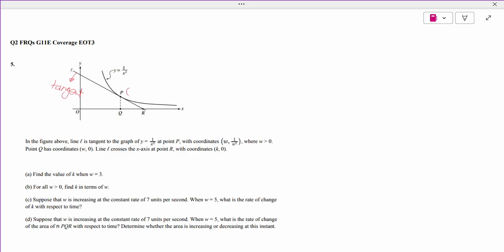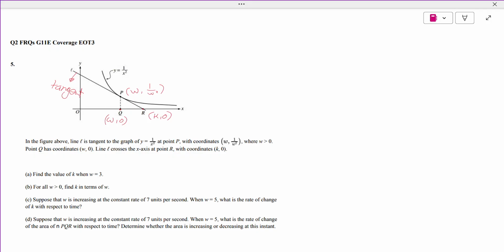So at P, the x coordinate is w, and the y coordinate will be 1 over w squared, where w should be positive, bigger than 0, because look, it's in the first quadrant. Point Q has coordinates w and 0, so here we have w and 0 at point Q, and also the line L crosses the x-axis at point R with coordinates k and 0. So we have put all the givens on the graph.